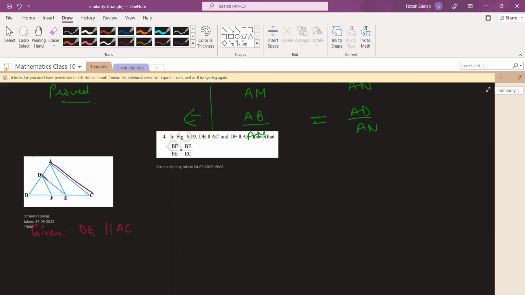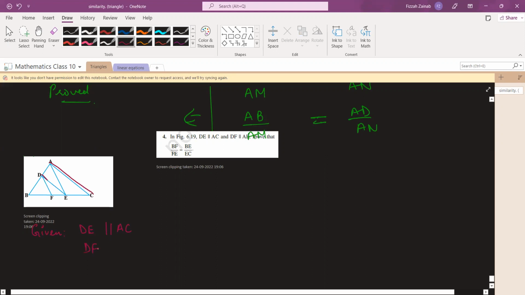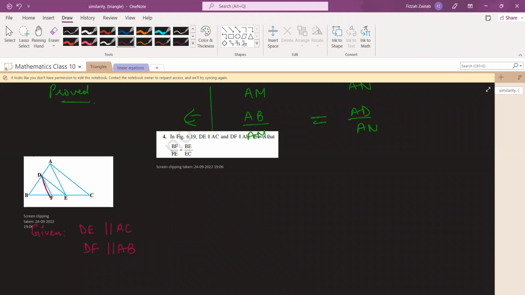And it is given that DF is parallel to AB, right? So DF means this side DF is parallel to not AB, sorry, AE. So this DF is parallel to AE, right? In the question you can see. So this line is parallel to this, right? Like this.